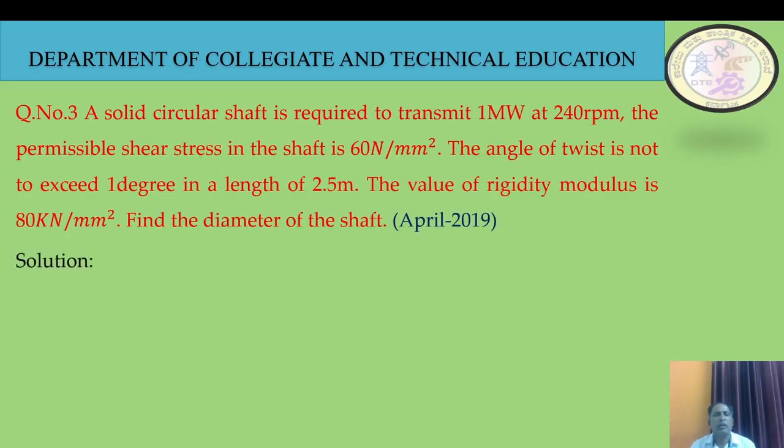Next problem. A solid circular shaft is required to transmit 1 megawatt at 240 rpm. The permissible shear stress in the shaft is 60 Newton per mm square. The angle of twist is not to exceed 1 degree in a length of 2.5 meter. The value of rigidity modulus is 80 kilonewton per mm square. Then find the diameter of the shaft.